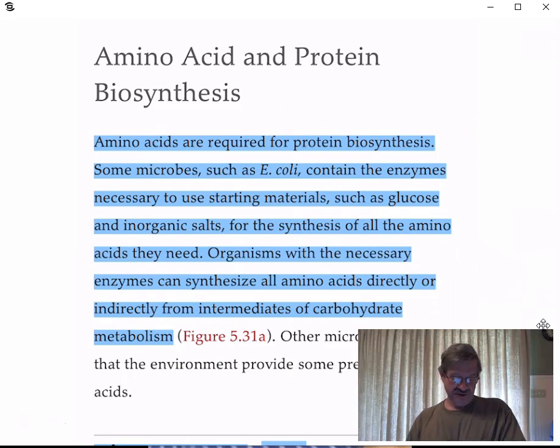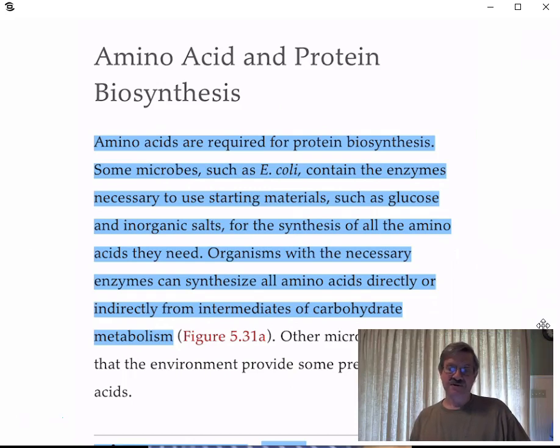So, basically, just like the idea of the food chain, the production of proteins is going to move from the bottom up. We have bacteria that can actually produce the amino acids from, we might say, from scratch.